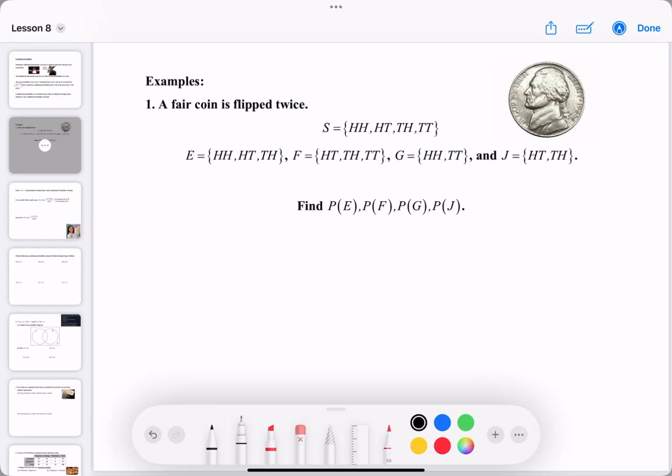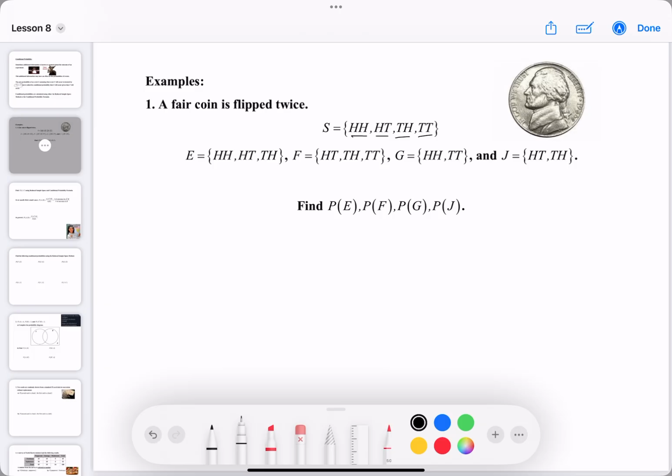Example: a fair coin is flipped twice. So the sample space will give us: first, I flip a heads, and then the second one is a heads. Or the first time is heads, the second time is tails. Or tails, heads. Or first time tails, second time tails. So the sample space can only have four outcomes.